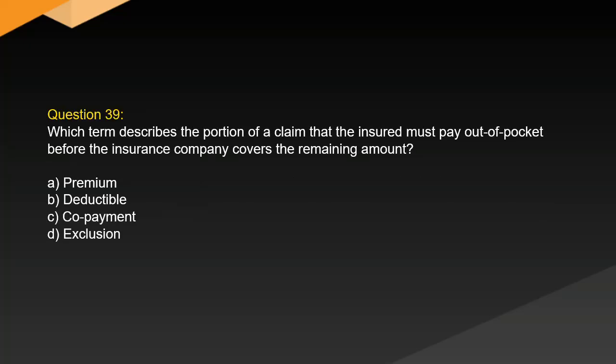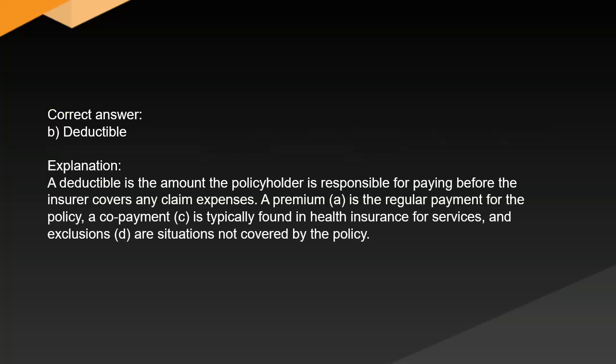Question 39. Which term describes the portion of a claim that the insured must pay out of pocket before the insurance company covers the remaining amount? A. Premium. B. Deductible. C. Copayment. D. Exclusion. Correct answer. B. Deductible.